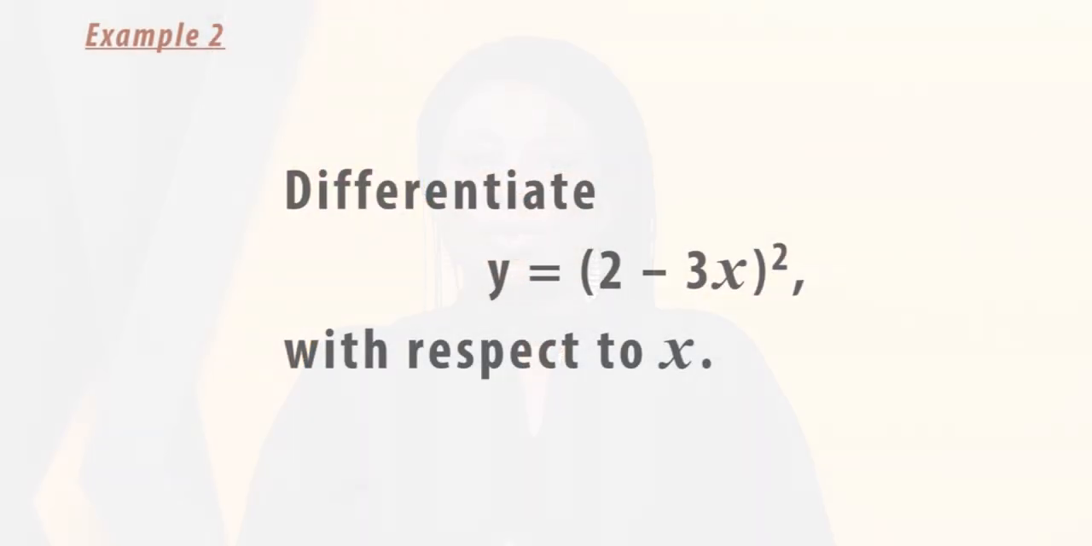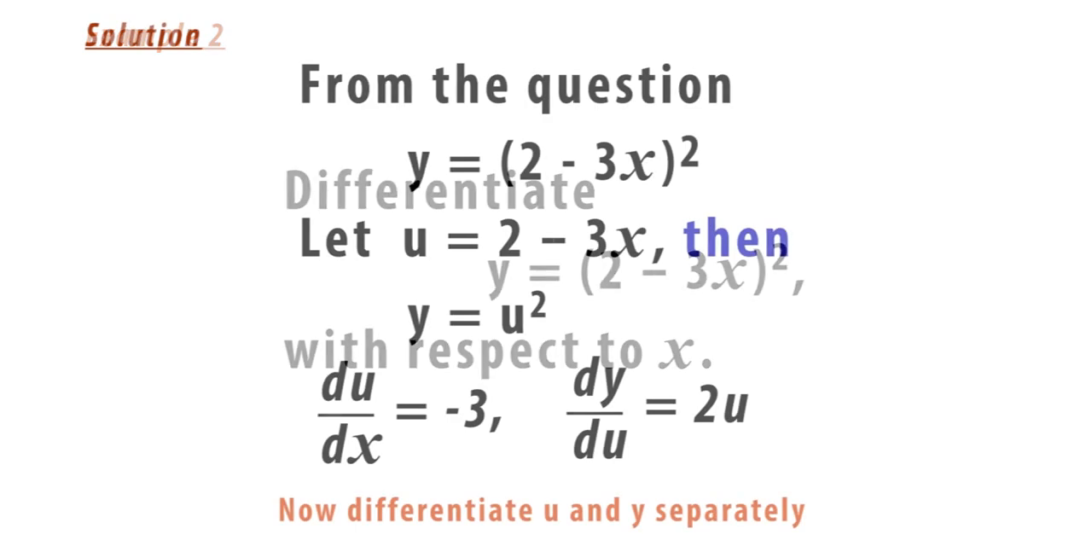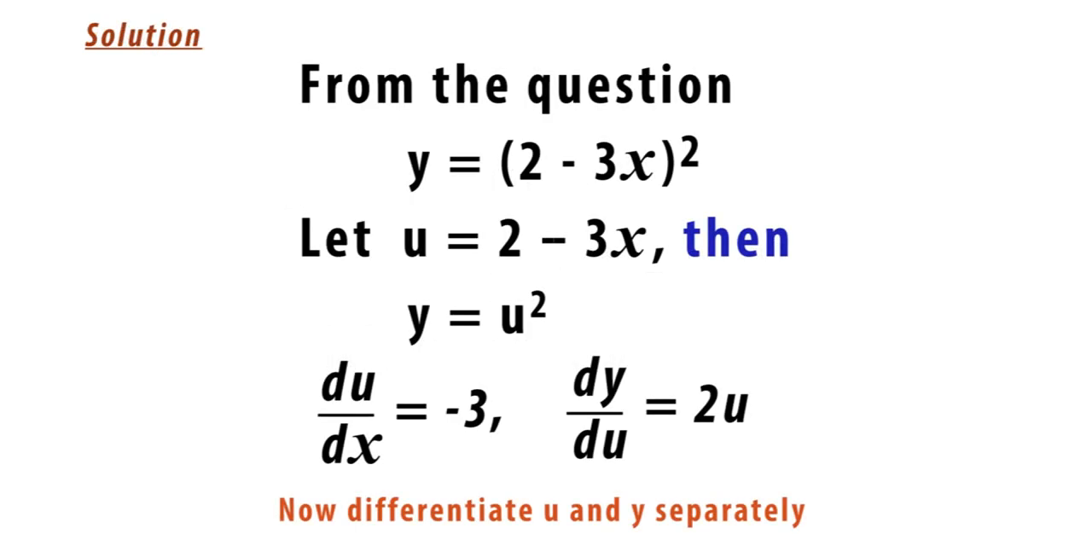Let's take another example. Differentiate y equals (2 - 3x) squared with respect to x. Let's take the solution. From this question, we have y equals (2 - 3x) squared. We will substitute u for 2 - 3x. So let u equal 2 - 3x. Then we can rewrite y as u squared. Now we will differentiate u and y separately.